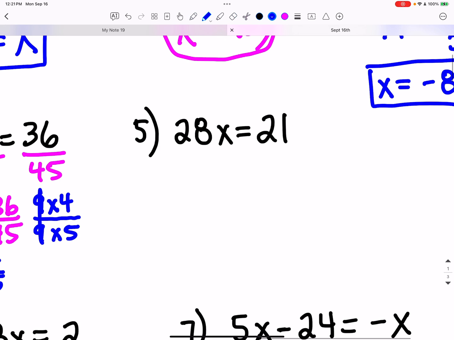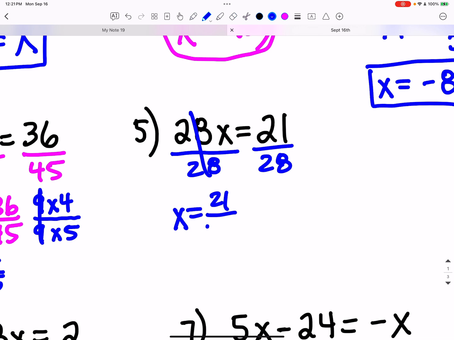28. Or let's see. I've got to kill a 28. A bottom 28 kills a top 28. X equals 21/28. If you leave it like that, it'll be wrong because you have to know that 21 is Vegas numbers, 7 times 3, and 28 is 7 times 4. The 7s cancel out, and X equals 3/4.